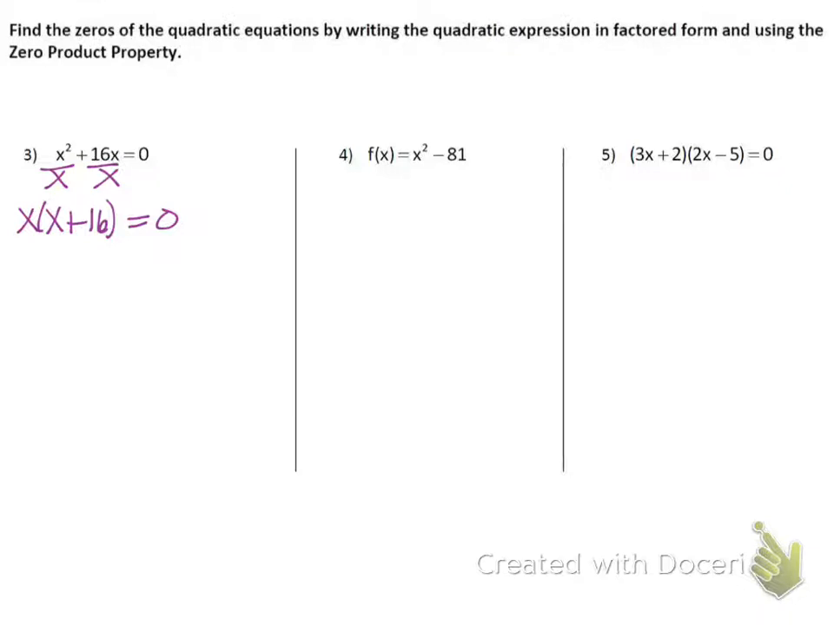One thing I actually skipped over here is that this problem started out equal to 0, so I didn't have to worry about that step. So again, equal to 0, done. Then I'm going to divide both sides by x, that's the GCF. And then I'm ready to go ahead and split and solve.